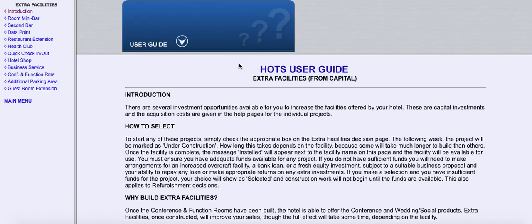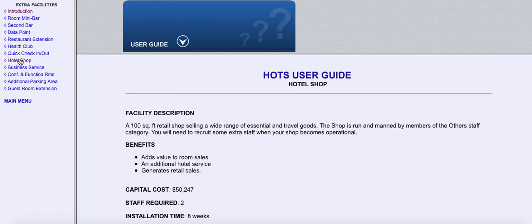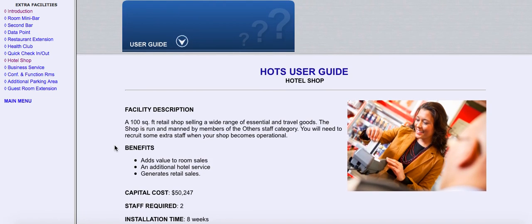Now, if we go into the help file, let's have a look, for instance, at the hotel shop. Once we load this up, you'll see it tells us how much it's going to cost. Tells us it's going to cost us $50,000. Tells us we need to employ 2 additional staff, which go into the other category. And it tells us how long it's going to take to build, 8 weeks. Tells us the benefits above. It says it's going to add value to room sales, it's going to add an additional amenity, and it's going to generate sales for us as well.